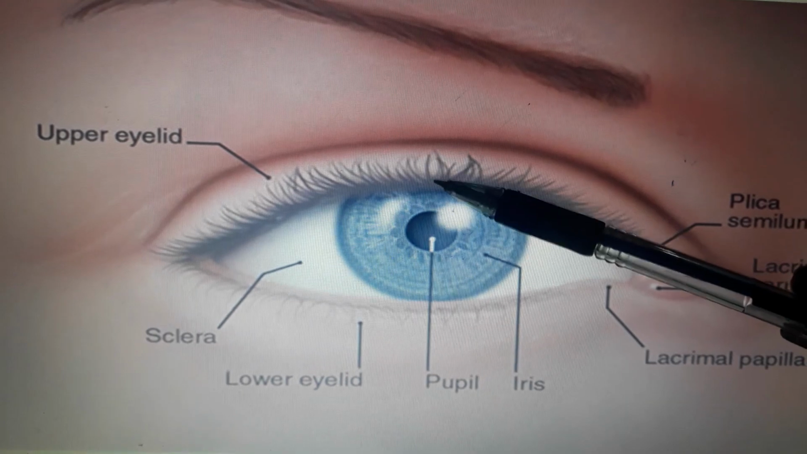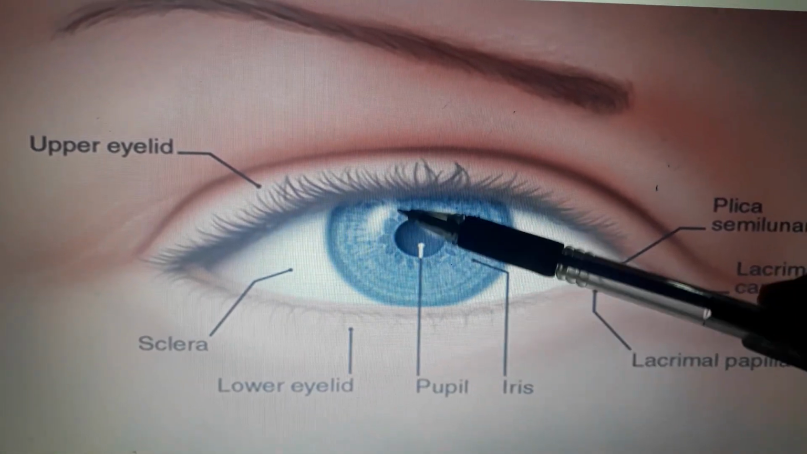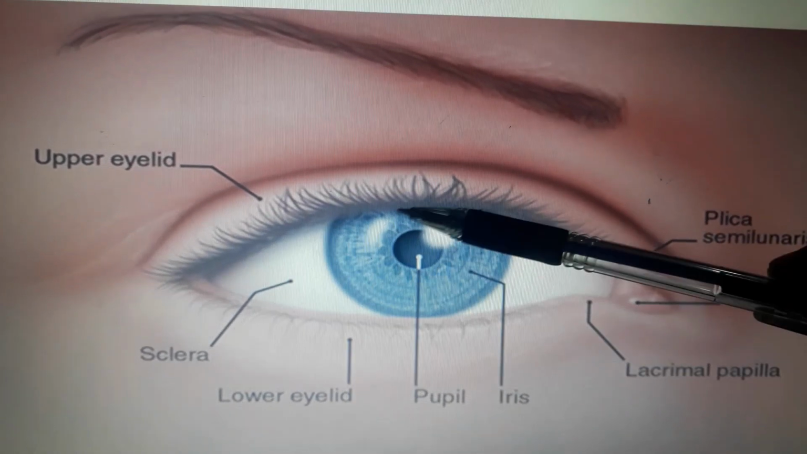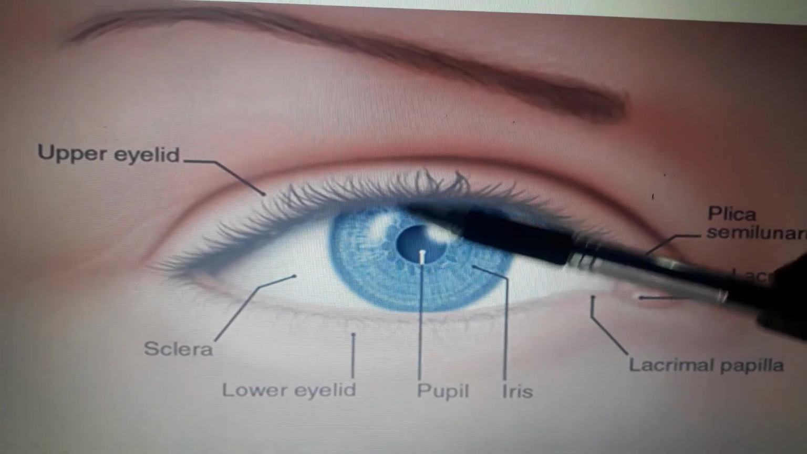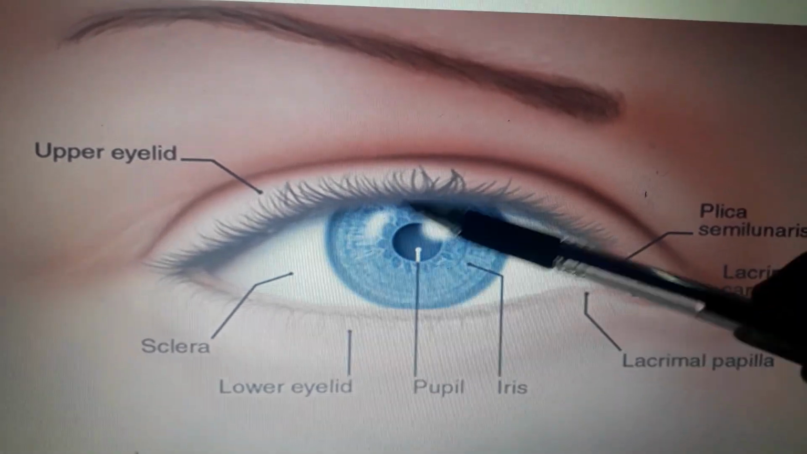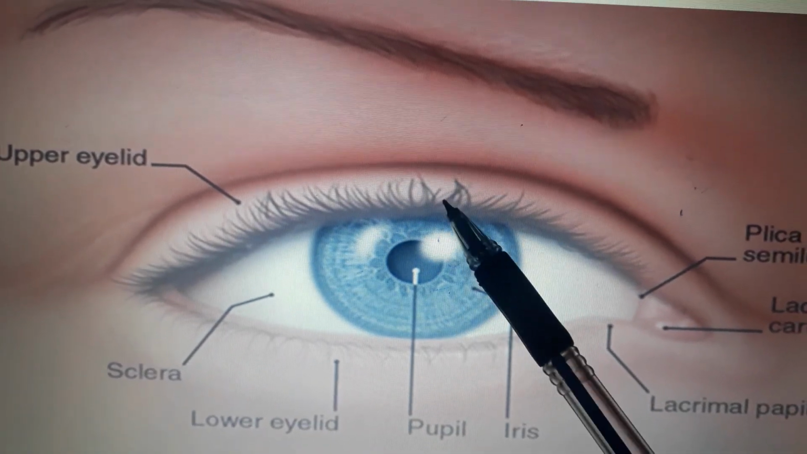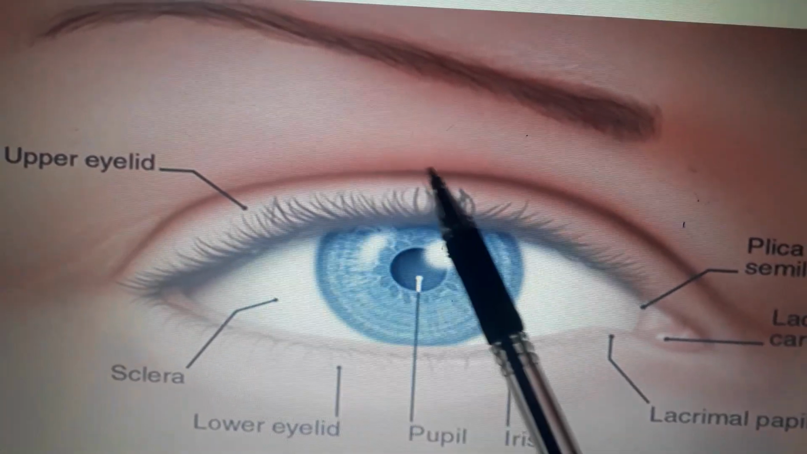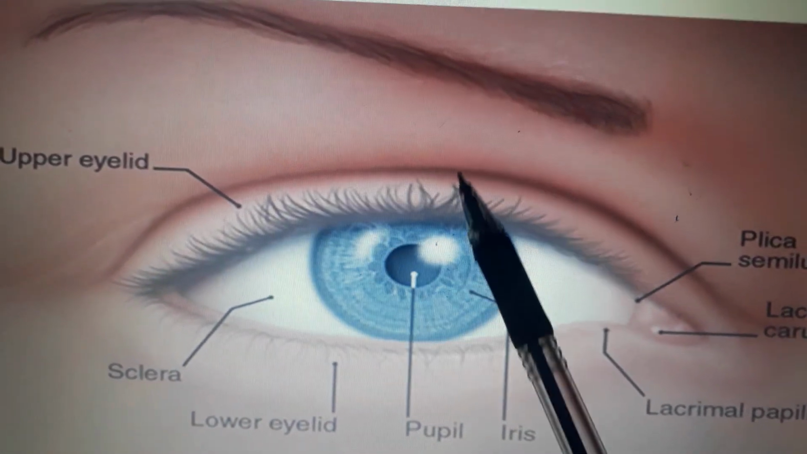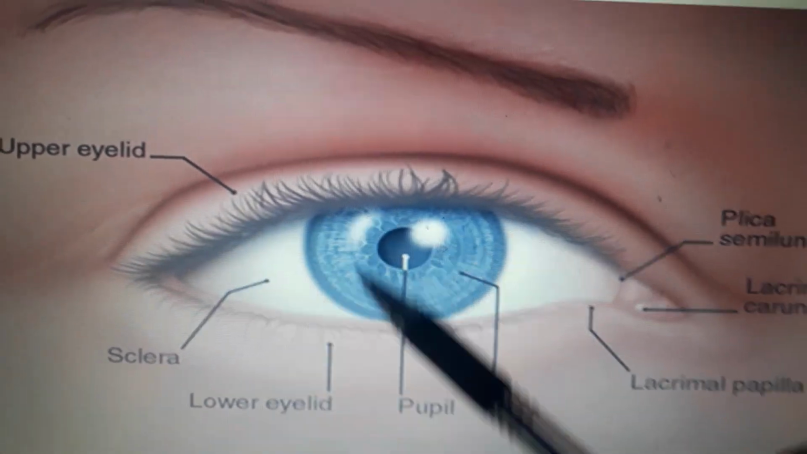The distance between the upper eyelid and lower eyelid is the palpebral fissure height. The margin of the eyelid is 2 mm wide and 30 mm long. The upper eyelid has more hair follicles than the lower eyelid.